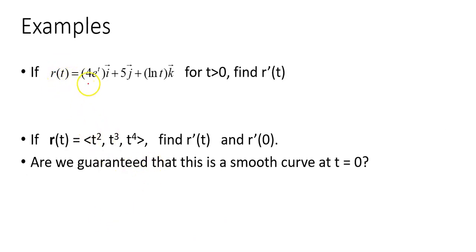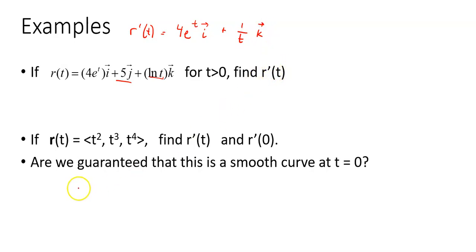Suppose I've got this function r of t. It's got an x component, a y component, and a z component, for t values that are greater than 0, which I just put in here to make sure that we're not trying to take natural logs of negative numbers. Find r prime of t. Well, r prime of t is going to be the derivative of the first component, so 4e to the t, going in the i direction. There's not going to be a derivative here, right? The derivative of a constant is just 0. What's the derivative of the natural log of t? 1 over t, and that will be in the k direction.